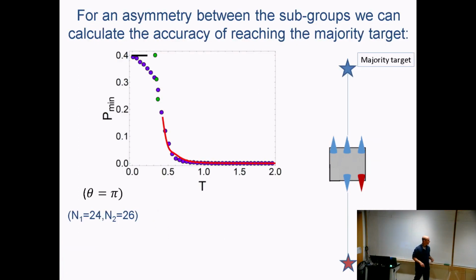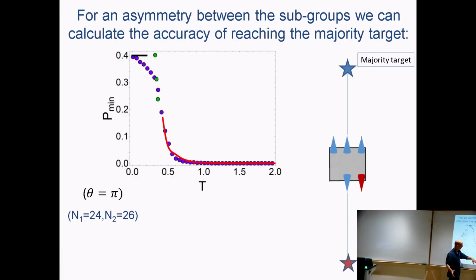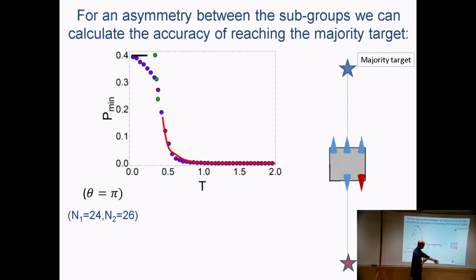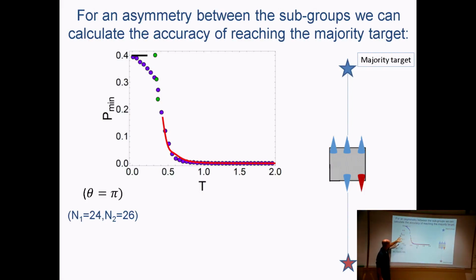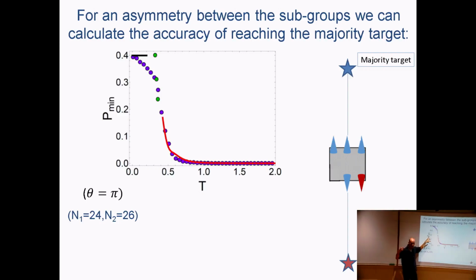You can now run simulations of this one-dimensional system, and you can ask, what's the probability of reaching the wrong decision, the wrong target, the target of the minority group, the group that is smaller, not the maximal group? And you can see that indeed at low temperatures, there's a significant probability that you'll get it wrong, that you'll end up in the minority target.